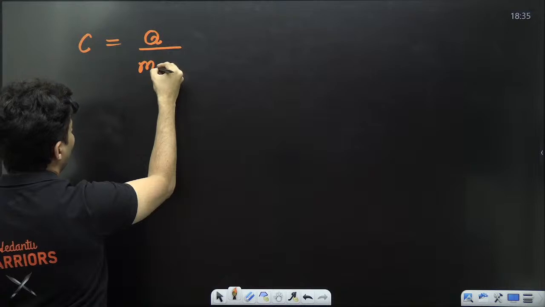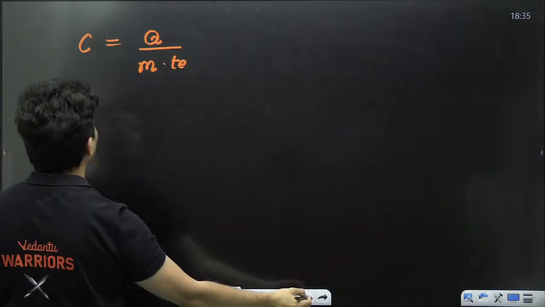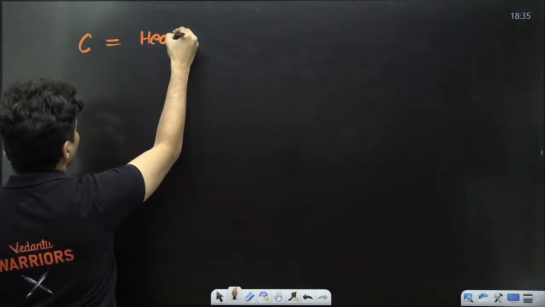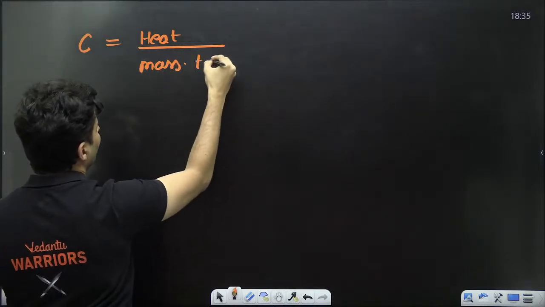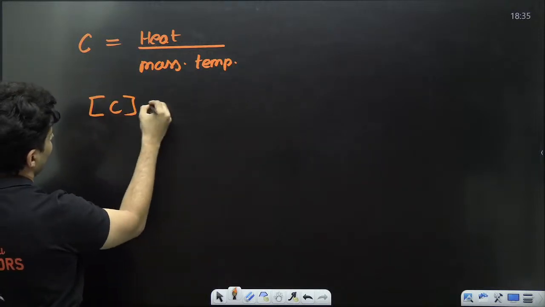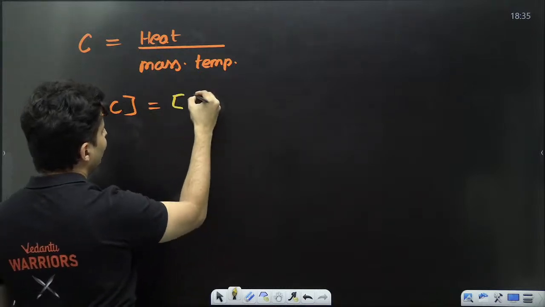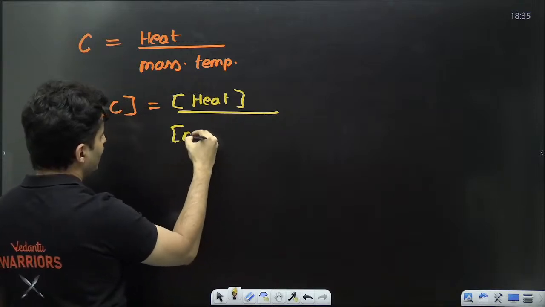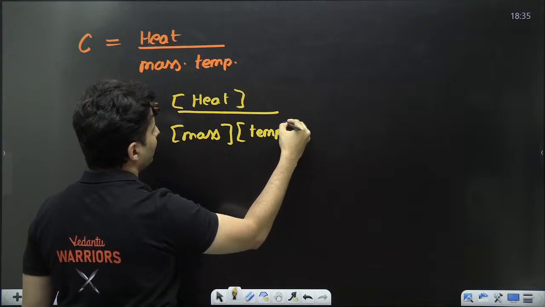Similarly, somebody tells me specific heat capacity is the heat divided by the mass multiplied by the temperature. Specific heat capacity is nothing but the heat per unit mass per unit rise in the temperature. And now they ask you to find the dimensions of specific heat capacity. No issues. It will be dimensions of heat divided by dimensions of mass divided by dimensions of temperature.